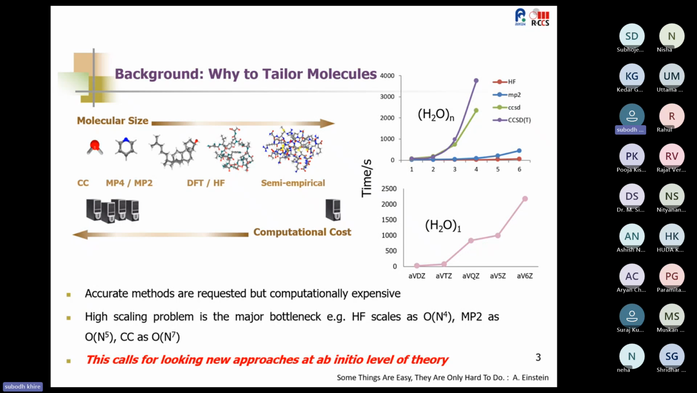Just to highlight this, in the first graph, for a water cluster with n on the x-axis being the number of monomers, you can see that with the increasing level of theory from Hartree-Fock to CCSD, how the time increases exponentially with the increase in the number of atoms. In the second graph, for a single water cluster, if I use a higher basis set like augmented cc-pVDZ, triple zeta, quadruple zeta, you can see how the time increases even for a single water system.